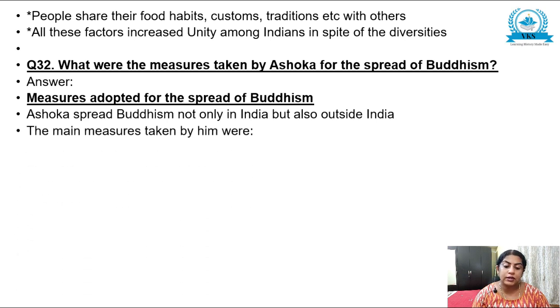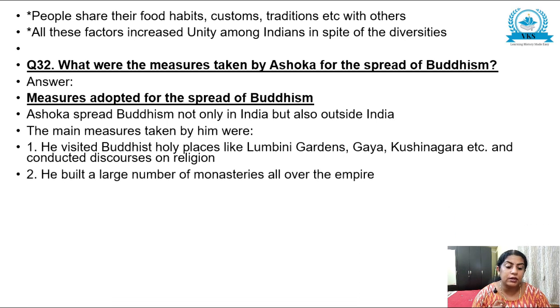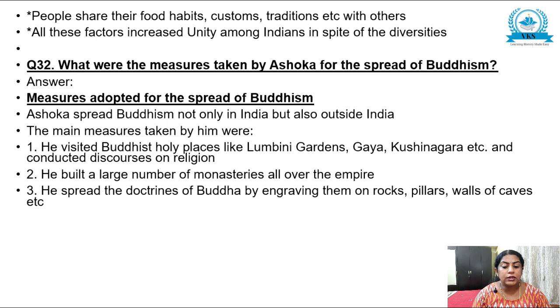The main measures taken by him were, first thing, he visited Buddhist holy places like Lumbini Garden, Gaya, Kushinagara, etc., and he conducted discourses on religion, that is discussions on religion. He built a large number of monasteries all over the empire. Then he spread the doctrines of Buddha by engraving the doctrines on rocks, pillars, walls of caves, etc.